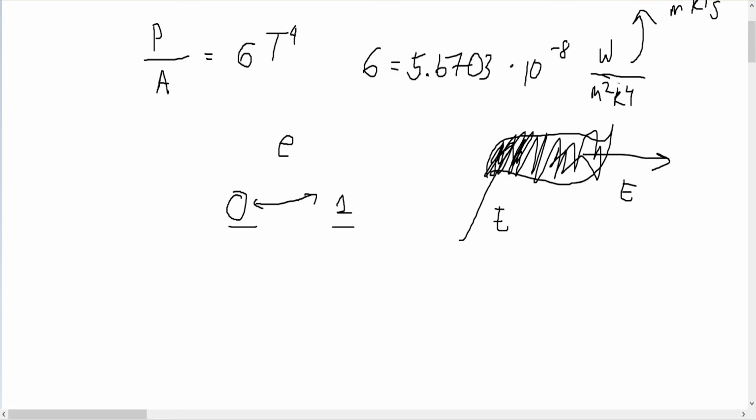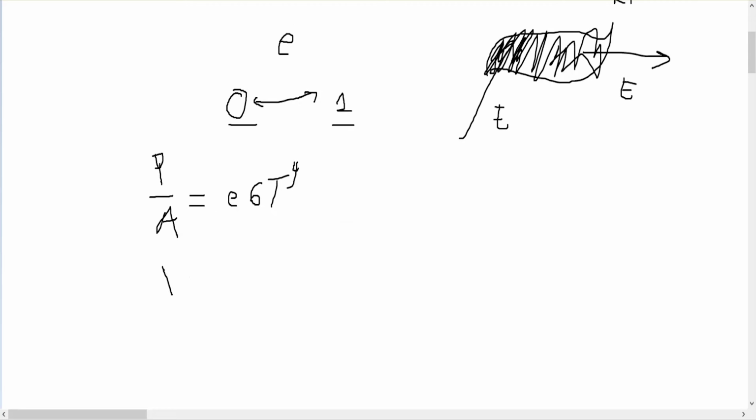So if we introduce that idea into this equation, we get P over A, which is considered to be the energy flux, the rate of energy over some certain surface area. That's now equivalent to E sigma temperature to the fourth power. And if you want to write it in terms of power, you can just write it as power is equivalent to E sigma A T to the fourth power.